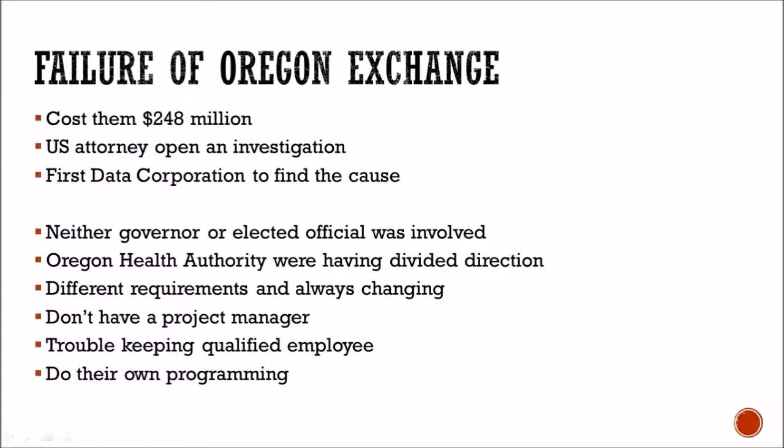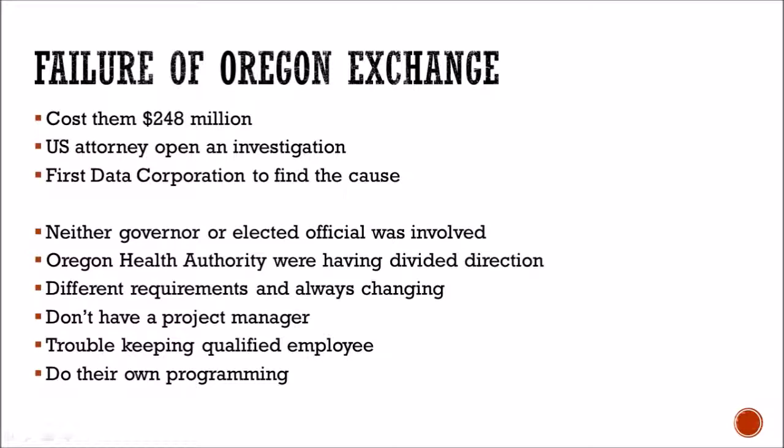On the other hand, Oregon created their own exchange called Cover Oregon. It was a complete disaster. It cost more than $248 million of taxpayer dollars. So they decided to go with the federal health exchange because the system failed to operate. As a result, the U.S. attorney opened investigations on the project. They hired an independent company called First Data Corporation to find the cause.